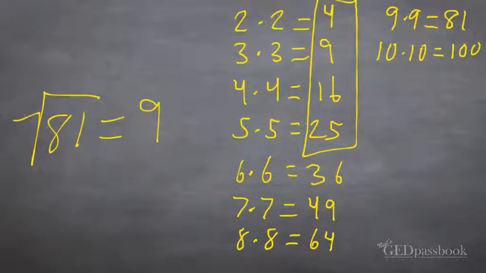So my suggestion to you is to memorize those perfect squares. Memorize 7 times 7 equals 49. 6 times 6 equals 36. 5 times 5 is equal to 25. 8 times 8 equals 64. Memorize that. Because if you're ever given a square root of something, such as this, what's the answer? What's the square root of 49?